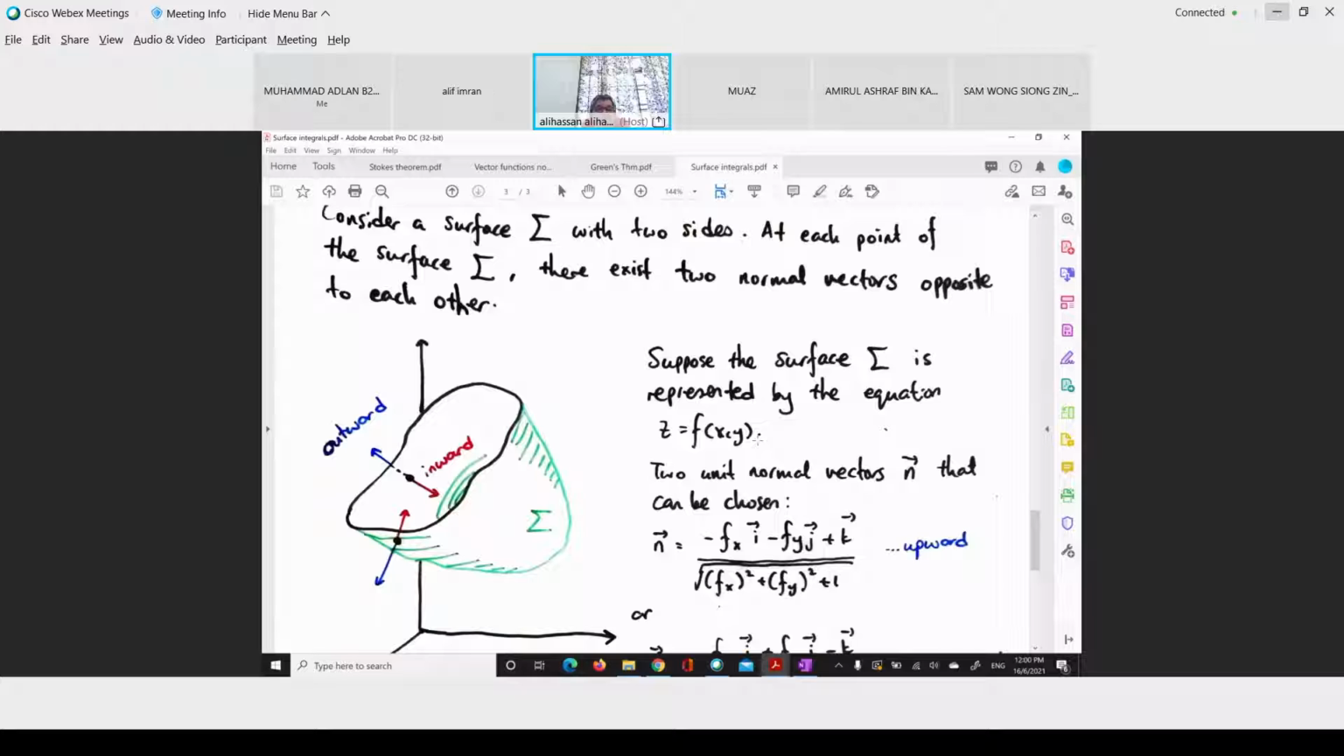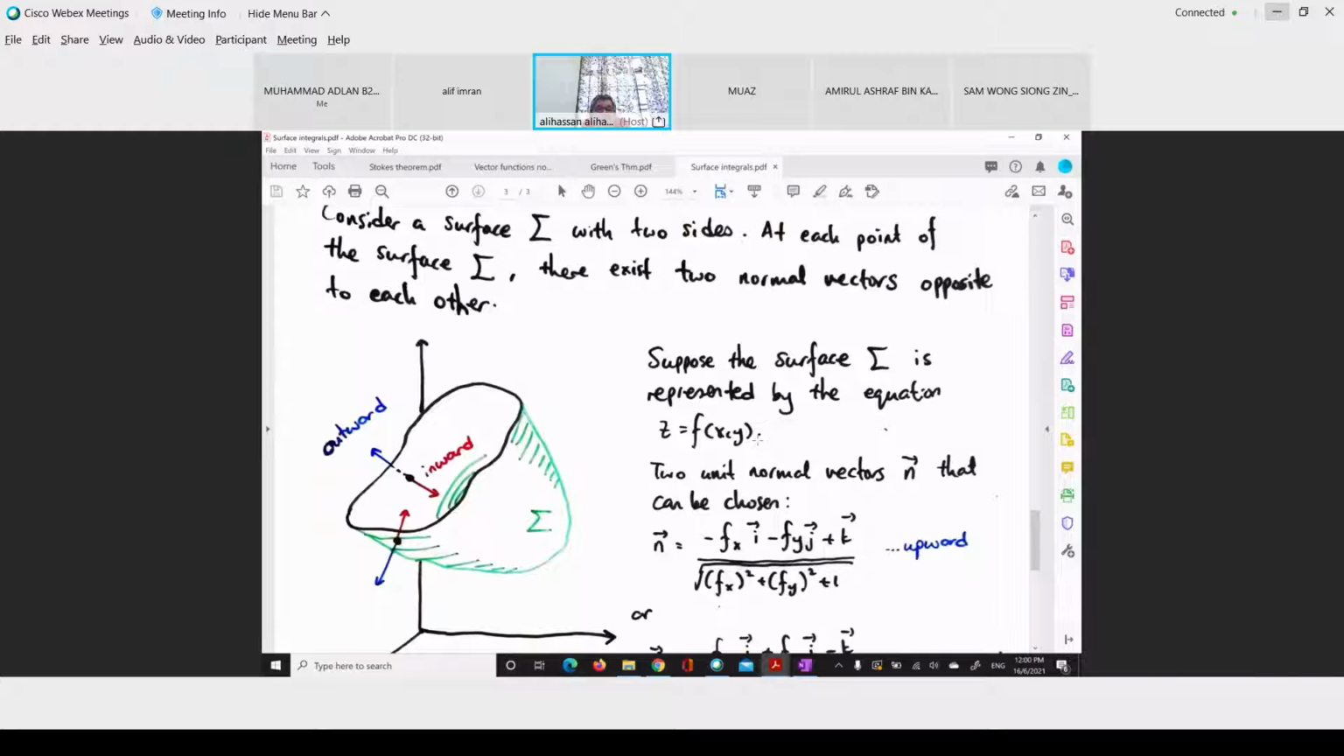It can be shown that it leads to this surface integral over the surface sigma, rho, the density function, times the velocity vector v dot the normal vector n. So here we have a varying normal vector, right? You see, on the surface, we have a normal vector that varies from point to point.